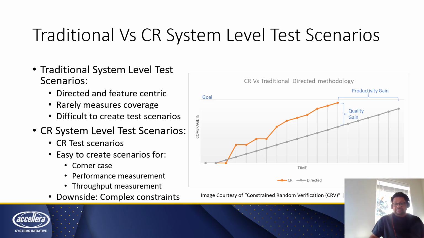Now, if you see the graph here, we see that the directed methodology is a linear curve, whereas in constraint random, you see there is an initial development phase, but after that, you see that there is a definite gain both in terms of quality and productivity. Of course, the downside is that the complexity is significant with respect to the constraints, but we'll look at how to deal with it in the future slides.